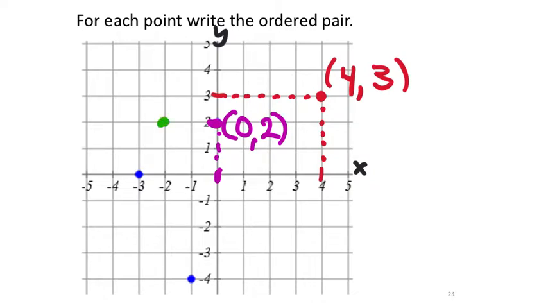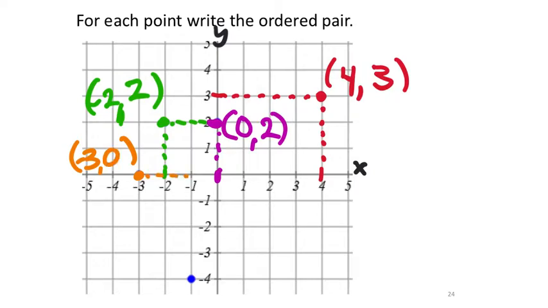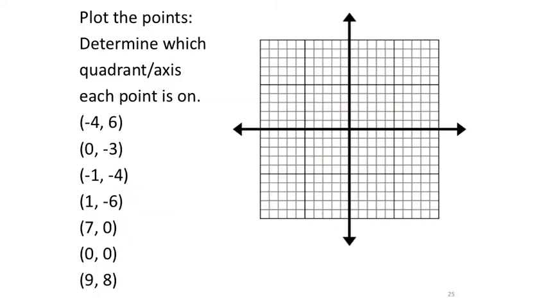I guess I'm going counterclockwise. It doesn't matter. For this green point, once again, I follow down. I see the x value is -2, and the y value corresponds with a 2. Then this point right here is right on the x value of -3, which means the y value is 0. We can follow this line over to see on the y-axis that is a 0 value. And then this last one here, same idea. I want the x value first, and I can see that's -1, and following over to the y value of -4.